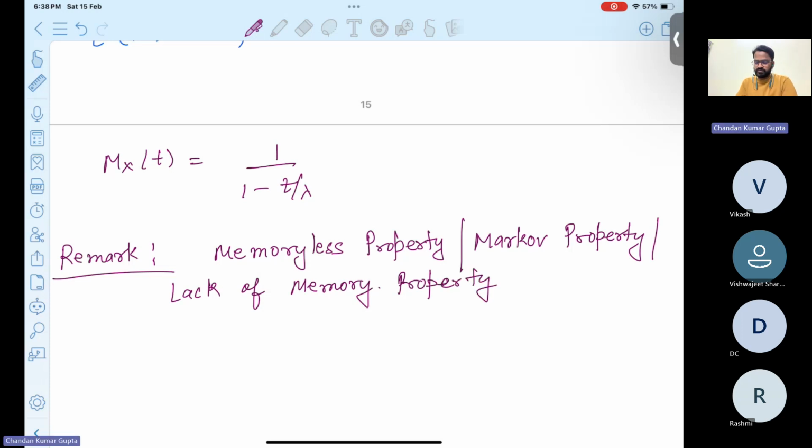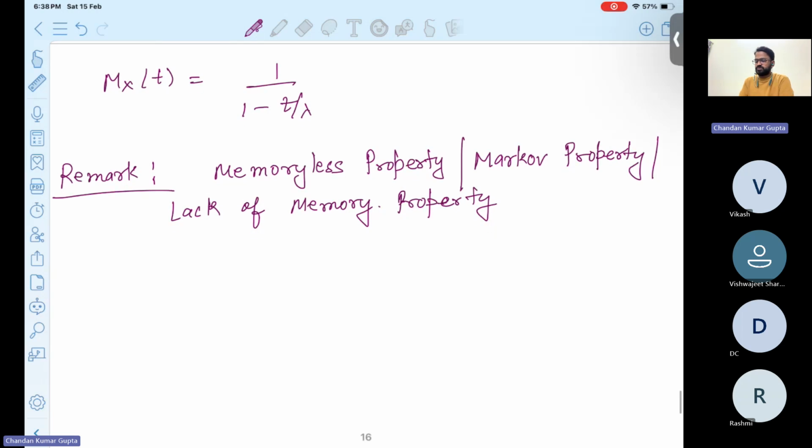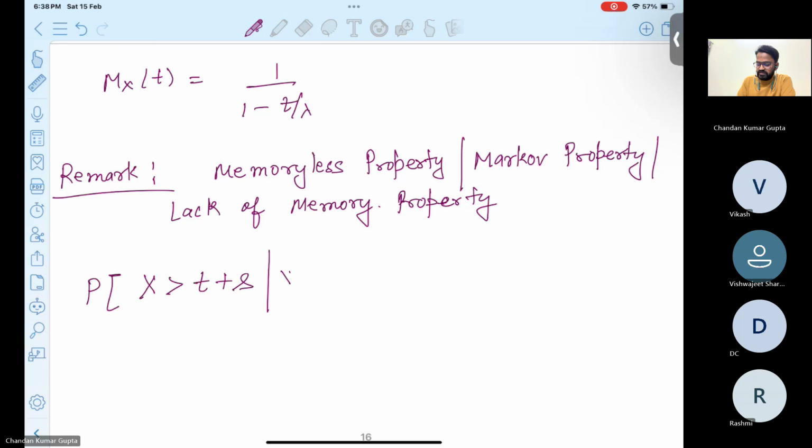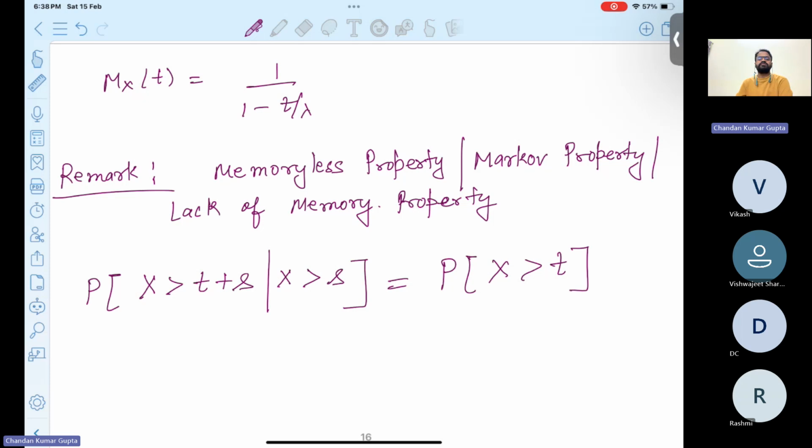Lack of memory property. Okay, so what is this property? This property says the probability that the random variable X takes a value greater than t plus s, given that X is greater than s. Suppose X is the lifetime of a product, and the product survives up to point s. Then what is the probability that the product survives up to point t plus s? It is nothing but the probability that it survives greater than t.